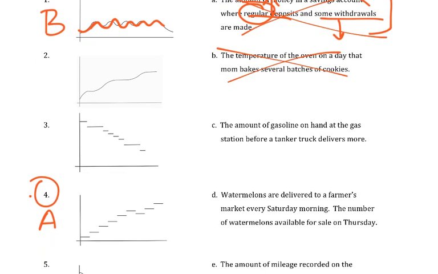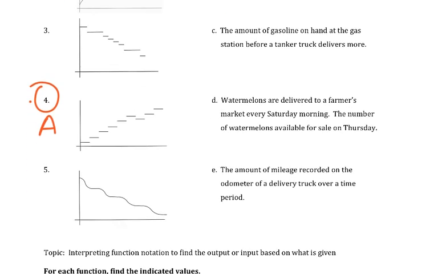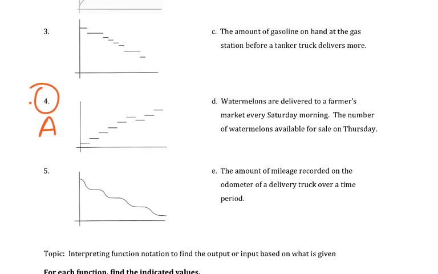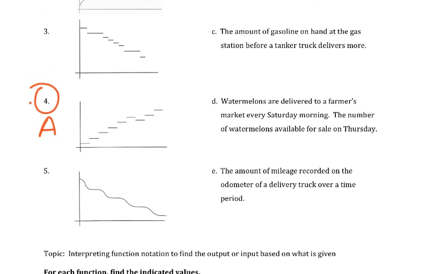Okay, C, the amount of gasoline on hand at the gas station before a tanker truck delivers more. So you'll be losing gas. The question is, is it continuously happening, or is it just coming in spurts? Well, if you look at Holiday Oil, it seems like they have a continuous amount of people filling up gas. So it's going down, so it could be 3 or it could be 5. I'm going to hold off on that one.